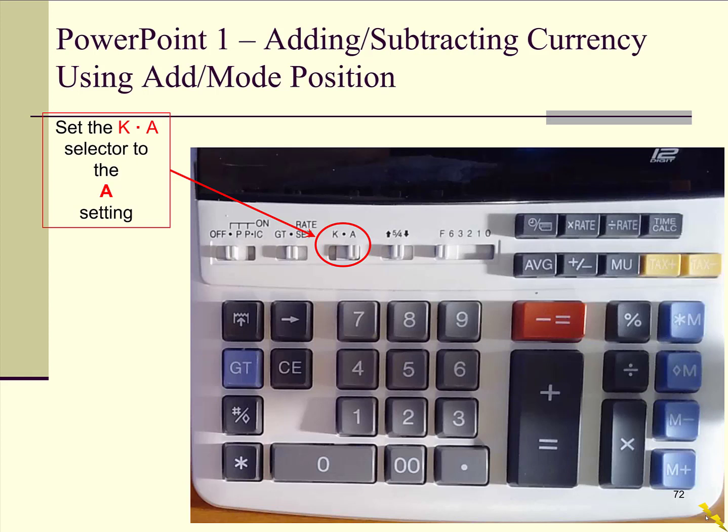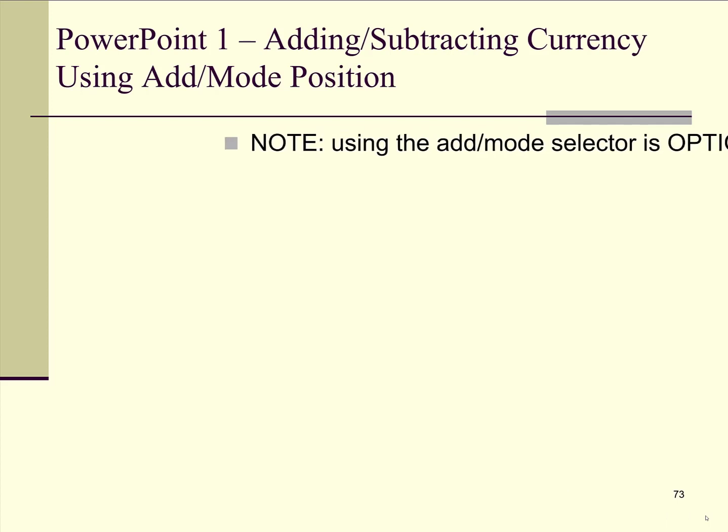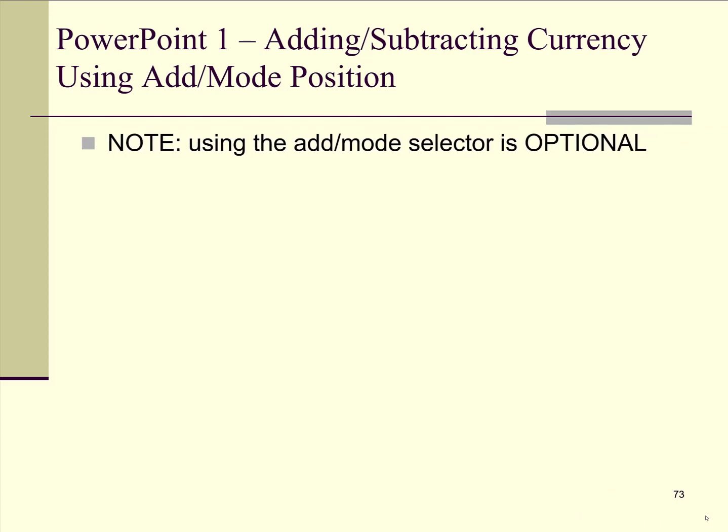Next, we're going to learn about a function called the add function. So notice on your K.A switch, instead of the default middle setting, the dot, we're going to move it to the A. It's called the add mode. Now this is important. Using the add mode is optional. I'm not going to test you on this. You will have to know how to add currency. In other words, you will need to know how to add numbers with a decimal.